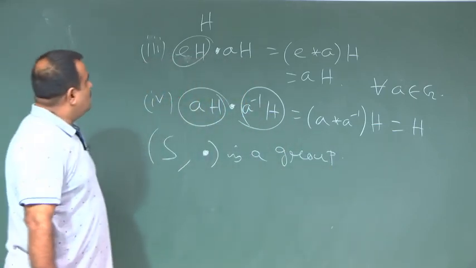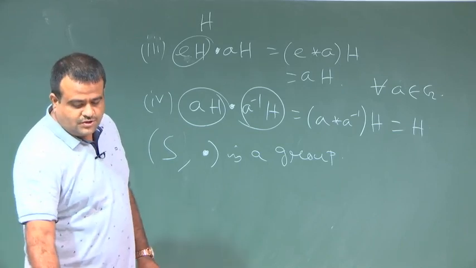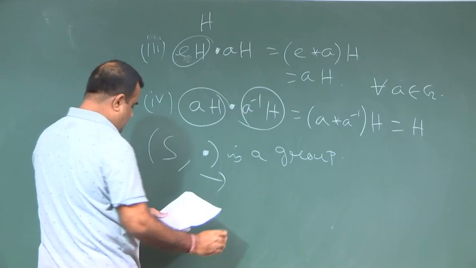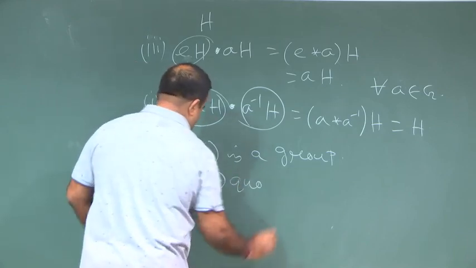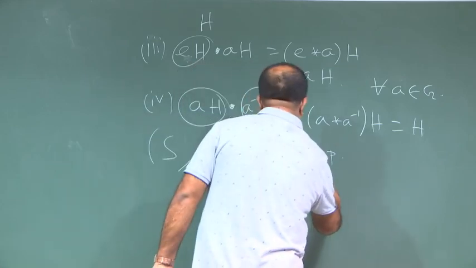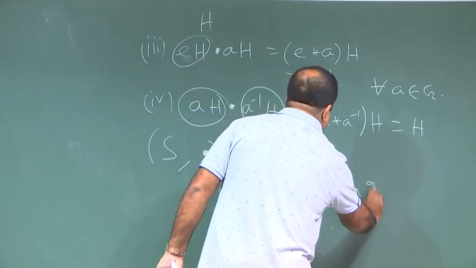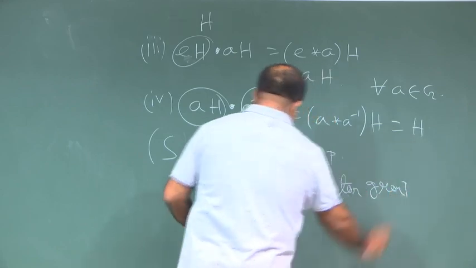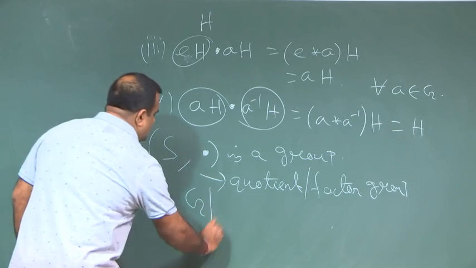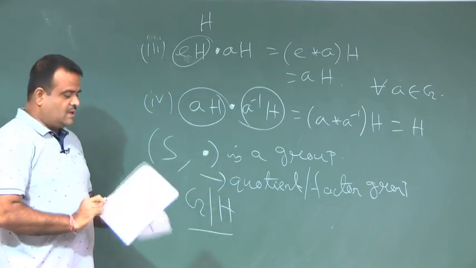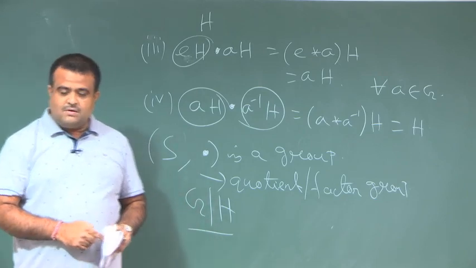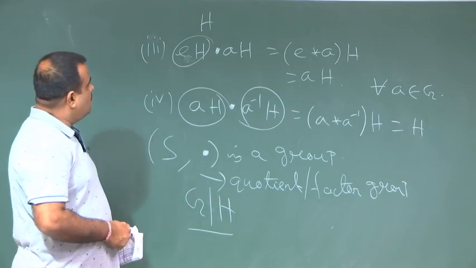and this group is called a factor group or quotient group. It is denoted by G by H. This is just a notation. This is called a quotient group or factor group.